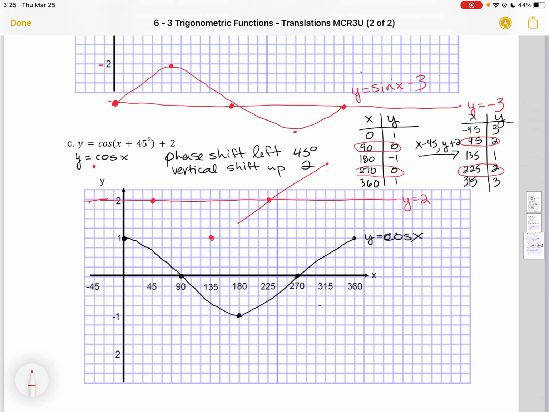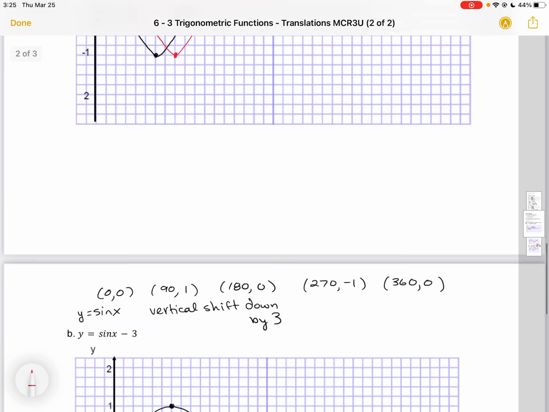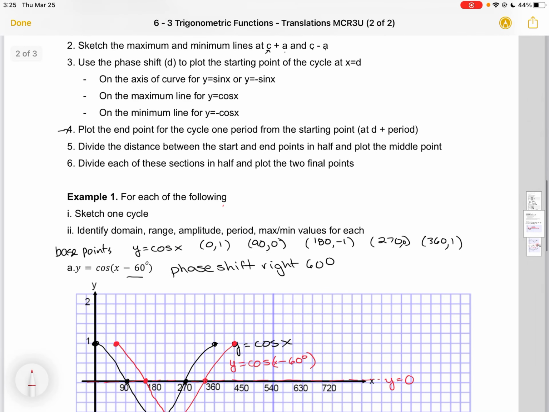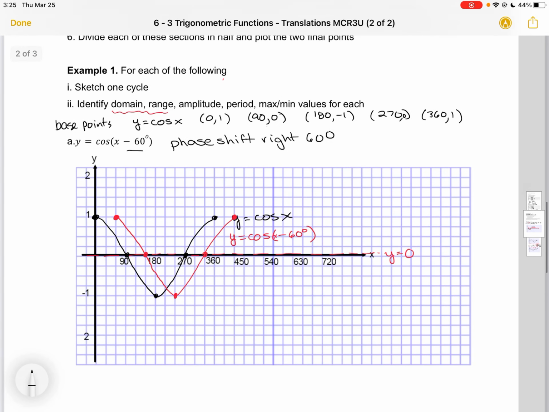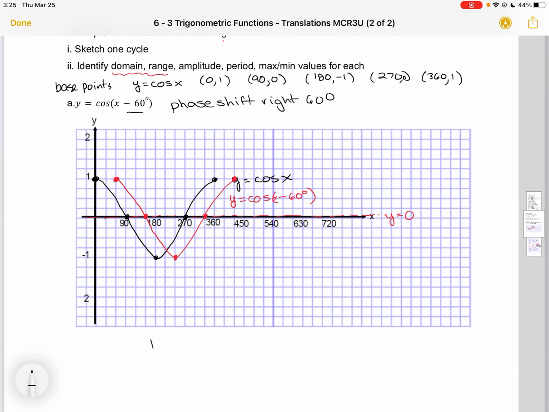As you can see, I've chosen an appropriate scale for this one so that it makes it easy for me to plot. And this is my new function here, cos of x plus 45 degrees, plus 2. And just before we wrap up, now we're going to go through all those graphs and identify the domain, range, amplitude, and period.